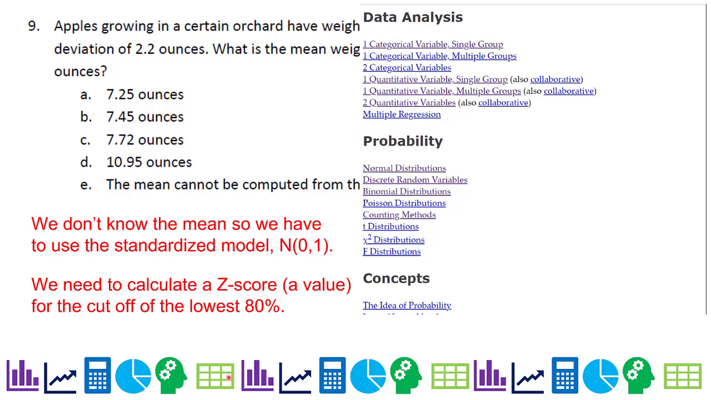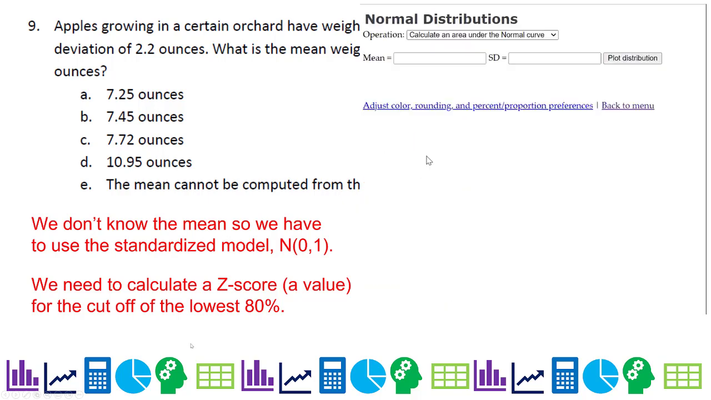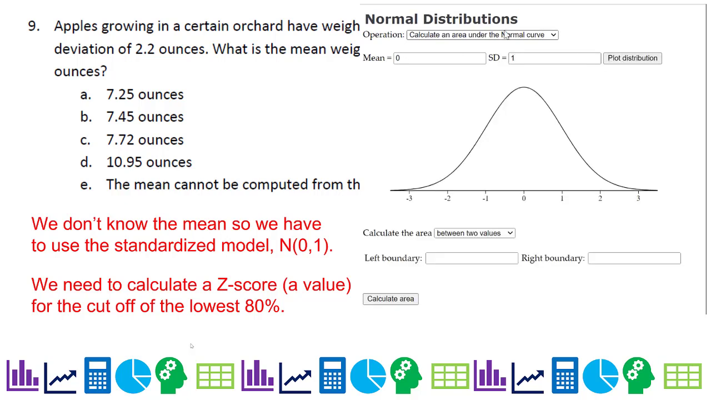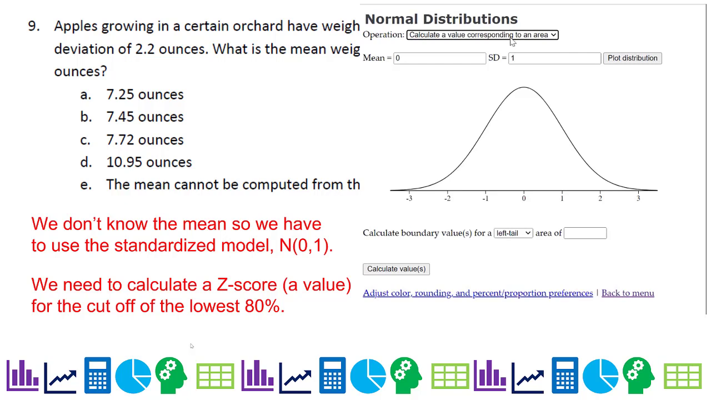So we're going to go ahead and go to Statlet. We're going to use the normal distribution, and since we do not know the mean and standard deviation, we have to use a standardized distribution with a mean of 0 and a standard deviation of 1. Now you're probably thinking, do we calculate an area or a value? Well, since we don't have the mean and we know there's an area of 80%, we're calculating the value corresponding to that 80%. Since it's the lowest 80%, it's left tail, 0.8.